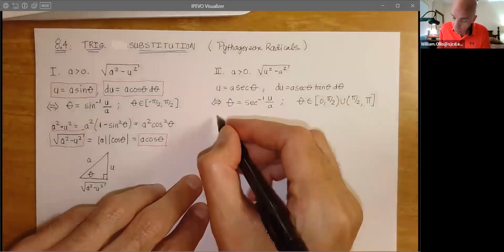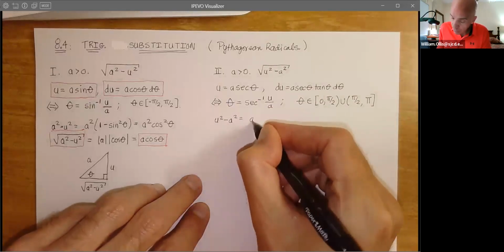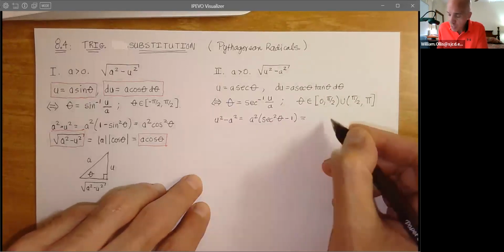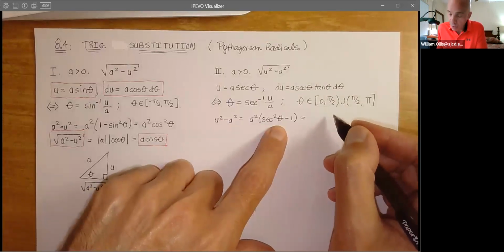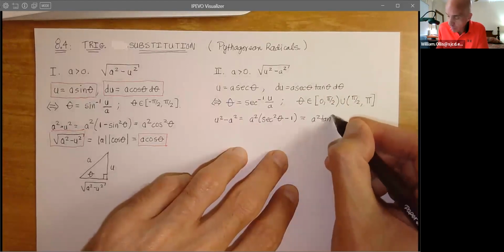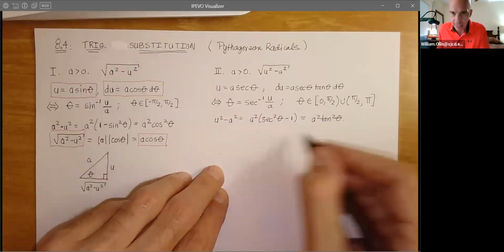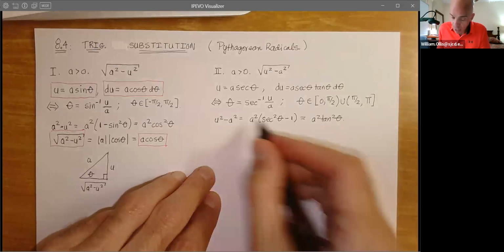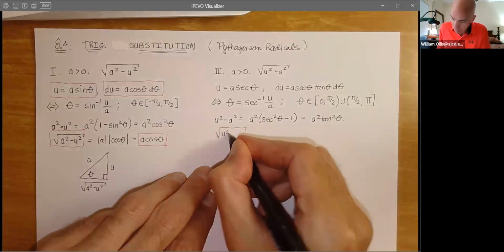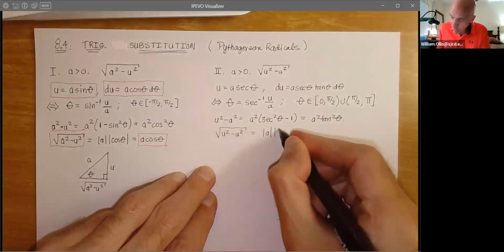Now we can say, okay, well, u squared minus a squared will now be a squared times secant squared minus 1. But that's our friend, the Pythagorean identity. We've gotten really good at this, and we'll use this in the problems. This will just be a squared tangent squared. We find that to be really useful when we're doing the trig integrals, as we've already seen, and like I said before, we'll do it again. So now the radical can be replaced with the square root of this. So this will be the absolute value of a times the absolute value of tangent.